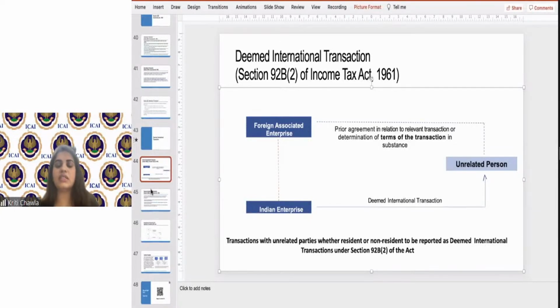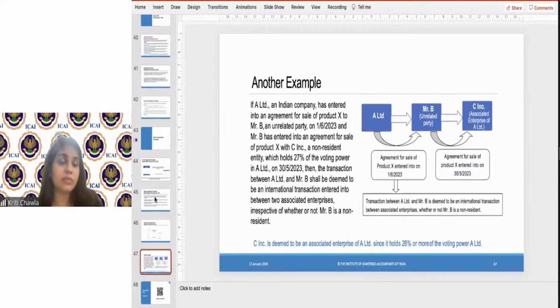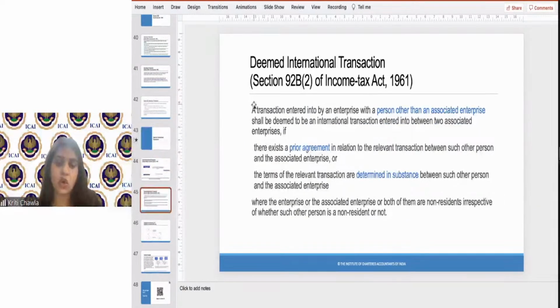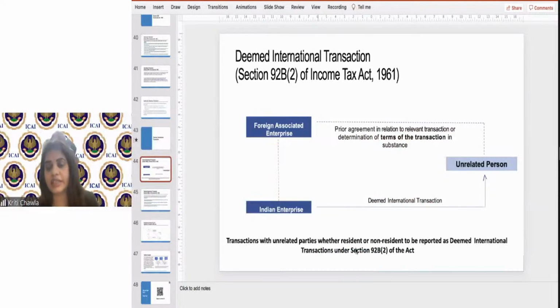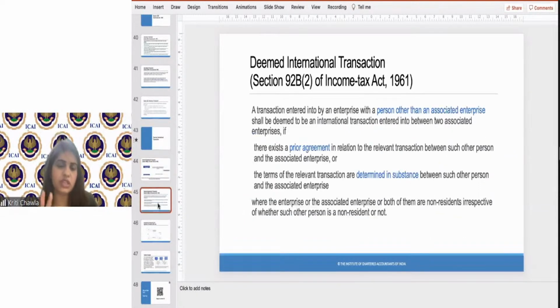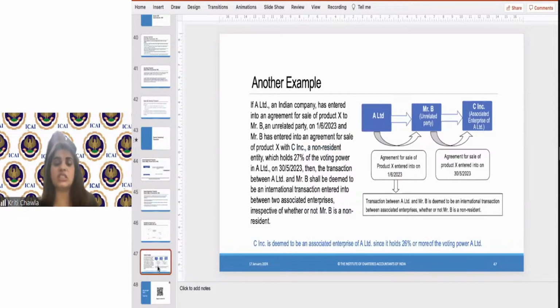What we can do is, let's take this with the help of an example. I've provided the law out here, section 92B(2). If you read this particular law, it's very, very confusing. But if you read this in sync with this particular example, it will become very clear. So read through this particular law, and let's take an example out here.